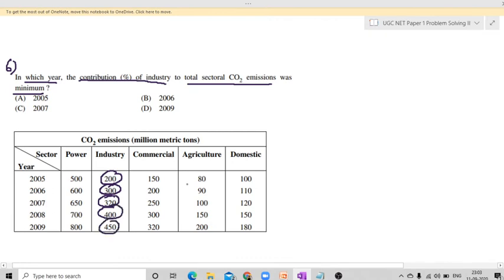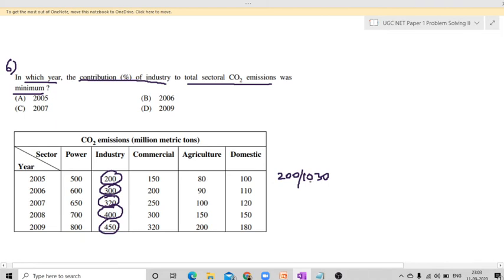First of all, we need the total of all these values. So for the year 2005, industry is occupying 200 out of, let's calculate the total. So here the total will be 500 plus 200. So let's add the values. 500 plus 200 will be 700, 700 plus 100 would be 800, 800 plus 230 will be 1030. Yes. So let's try to get the value.